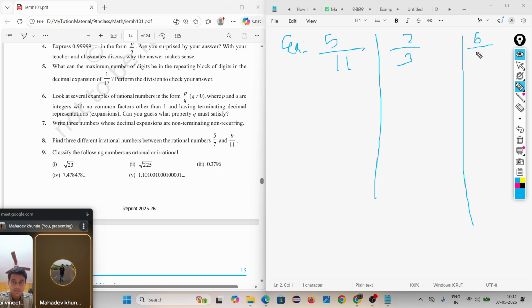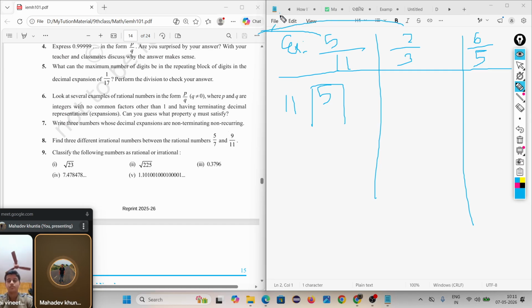Instead of 11 I am taking 5. Look there, decimal expansion. If I divide 5 by 11, before dividing I am telling you 100% in these two cases I will get a non-terminating recurring decimal. How am I telling? After doing this you will understand.